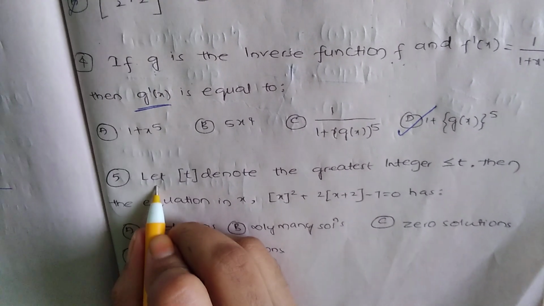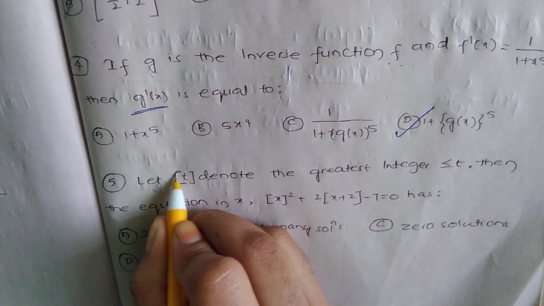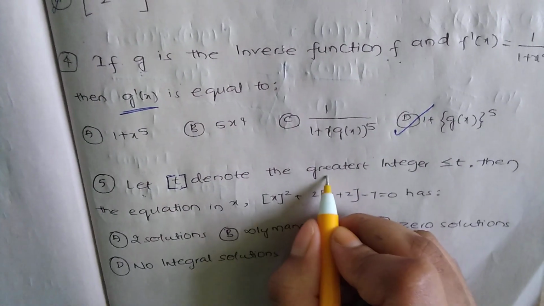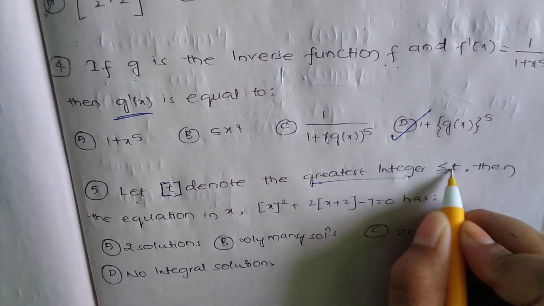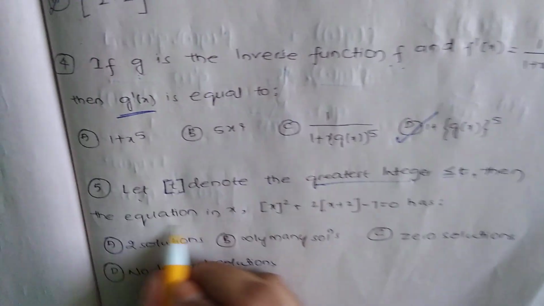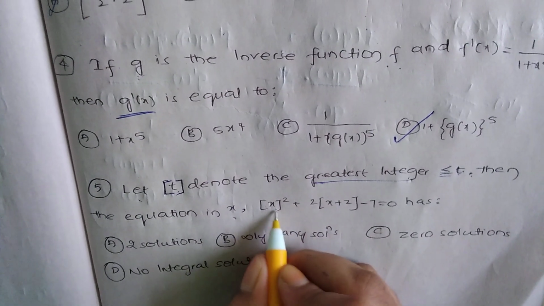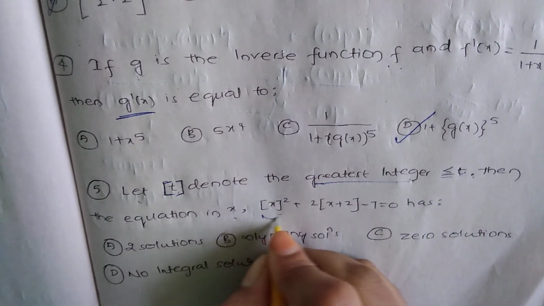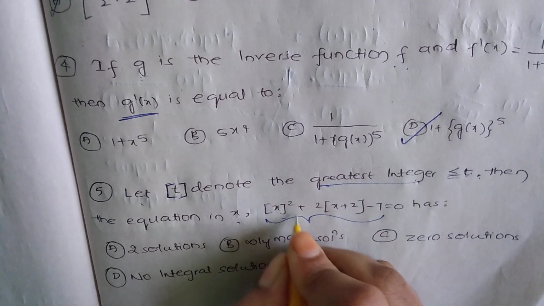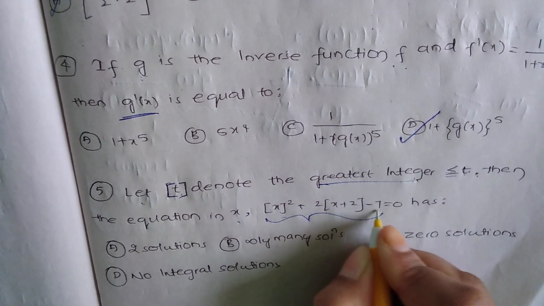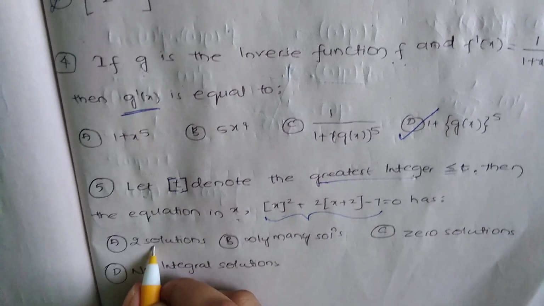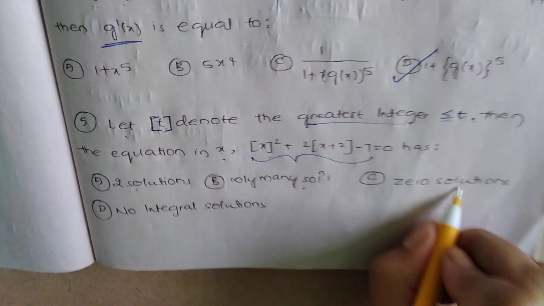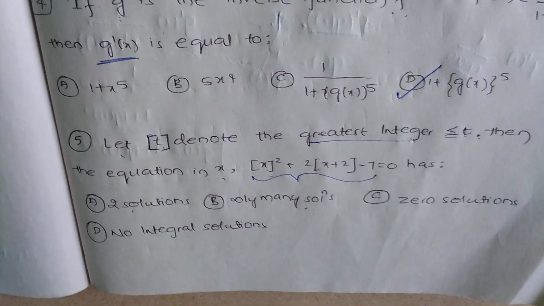Fifth question. Let the bracket T denote the greatest integer function, the greatest integer less than or equal to T. Then the equation in x, box x whole square plus 2 into box x plus 2 minus 7 is equal to 0, has how many solutions? 2 solutions, infinitely many solutions, 0 solutions, no integral solutions.